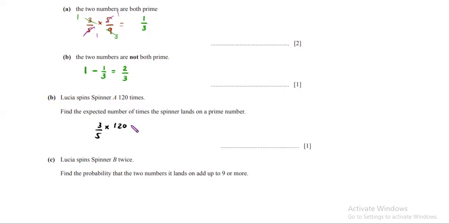So in this case, I need to multiply 3/5 and 120 together. When I multiply 3/5 and 120 together, it gives us 72, which means the spinner lands on a prime number 72 times. Let's move on to the next one that we have.